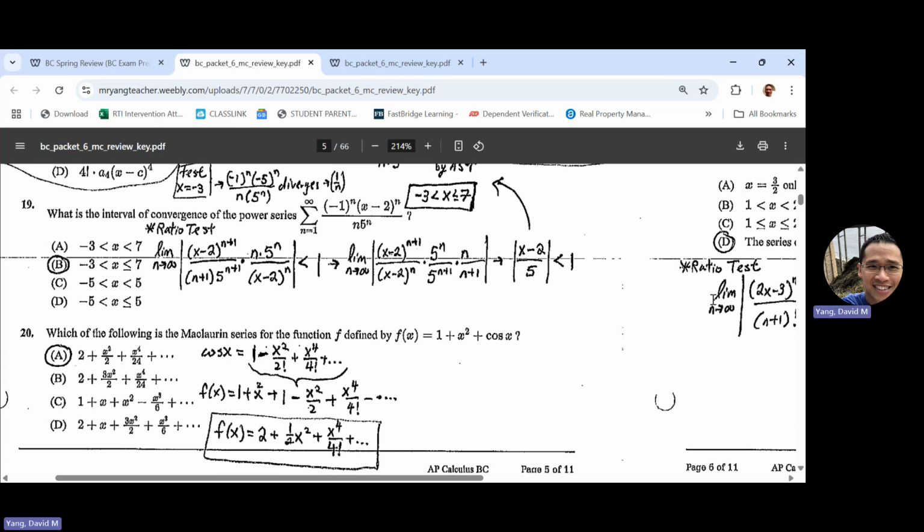Number 20, if we understand that cosine x can be expanded out to 1 minus x squared over 2 factorial plus x to the fourth over 4 factorial, we can put it together with the 1 plus x squared and clean it up to make it match answer choice A.